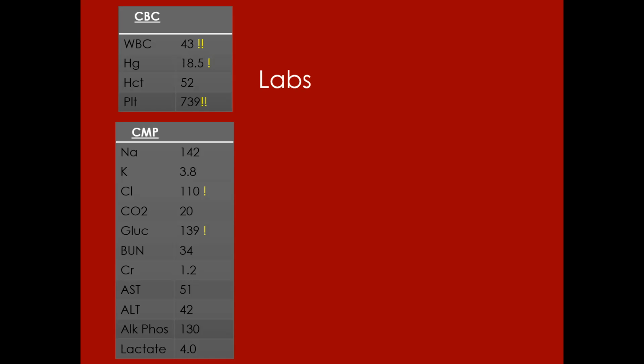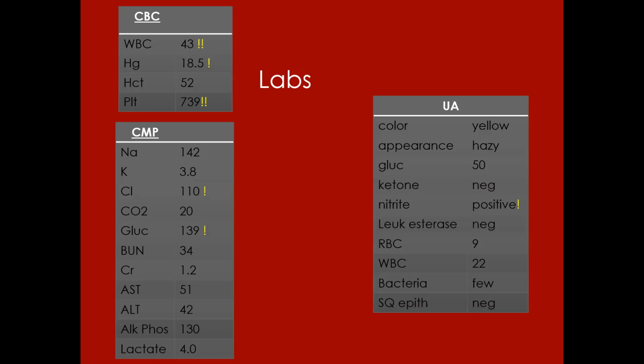Notice that lactate is 4. Also notice that her urine is positive for nitrites. Now that probably indicates that she has a urinary tract infection. That could be why she got so dizzy and her legs gave out when she was walking.